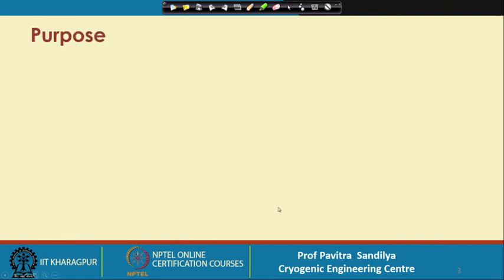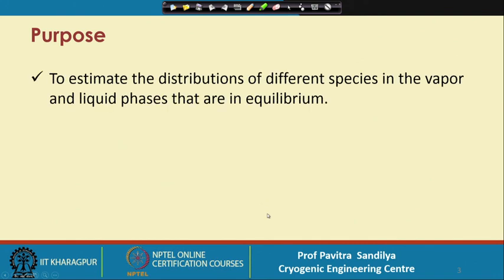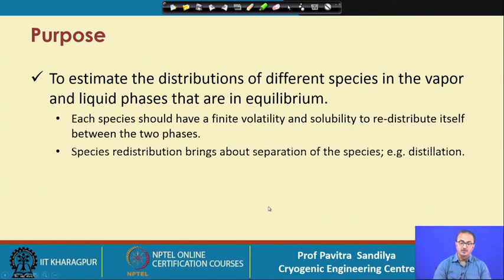Now, why do we need these vapor liquid equilibrium calculations? This is because whenever there is any kind of separation involving a vapor and liquid phase, then to know how the various species are distributing themselves between the two phases, we need to carry out such vapor liquid equilibrium calculations. Now, in this, some of the conditions to be satisfied are that each species should have a finite volatility and finite solubility to redistribute itself between the various phases.